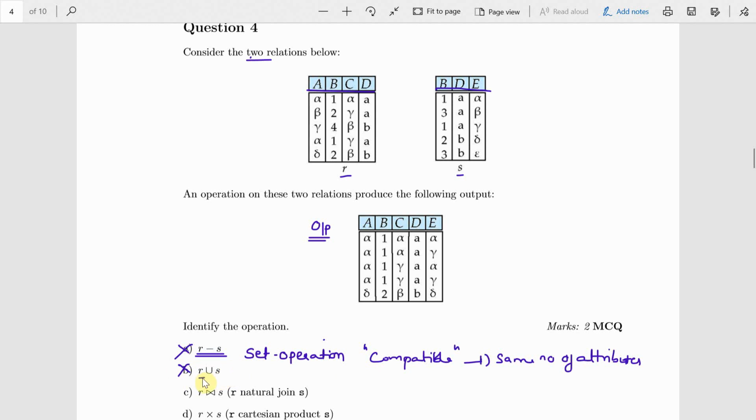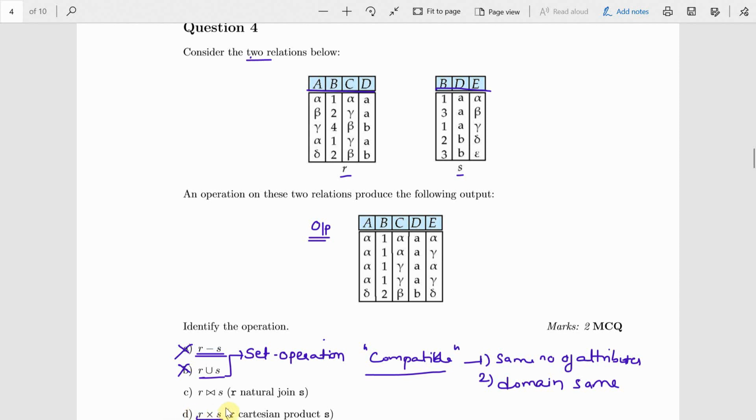Why? Because option B is also a union operation, which we call a set operation. A set operation requires compatible relations, which requires the same number of attributes. The second condition is that domains should be the same. But the first condition itself has failed, so we conclude that options A and B are incorrect. Now coming to option D, R Cartesian product S.